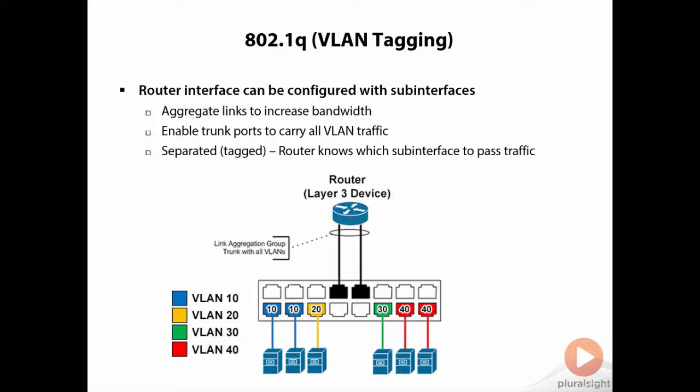We can aggregate those 2 links together, trunk them, and then on the router interfaces themselves, on the interface to the left, we would create sub-interfaces 10 and 20. On the router interface on the right, we would create 2 additional sub-interfaces for 30 and 40. That way we can pass that traffic without having to have separate interfaces for each individual VLAN.